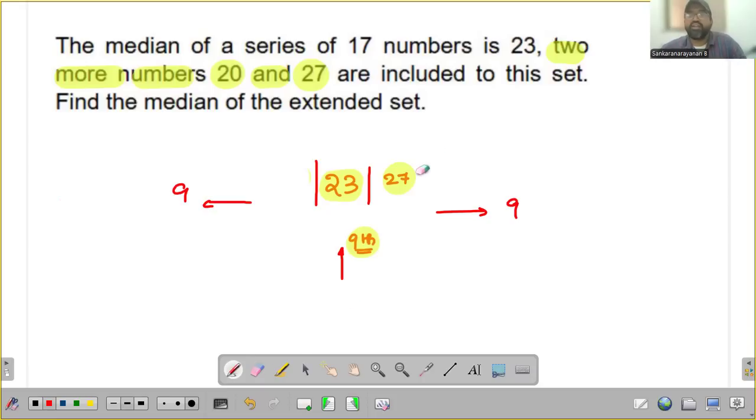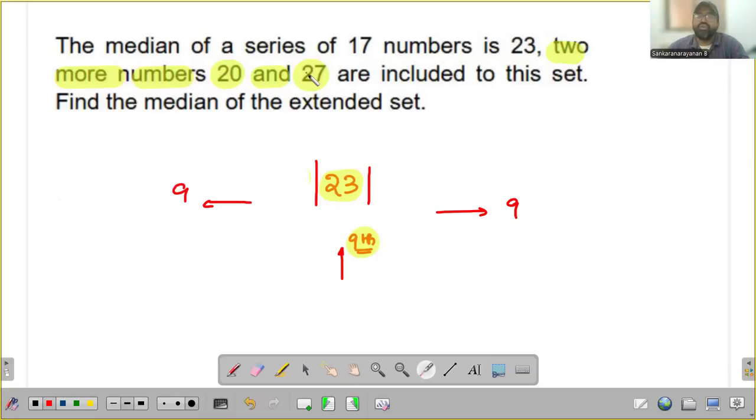Okay, 9 plus 9, 18, plus this single observation, the solo observation, that is equal to 19. I can see that it results in altogether 19 observations. And that is what happens. To the 17, you are adding 2 more, right? So the number of observations becomes 19.